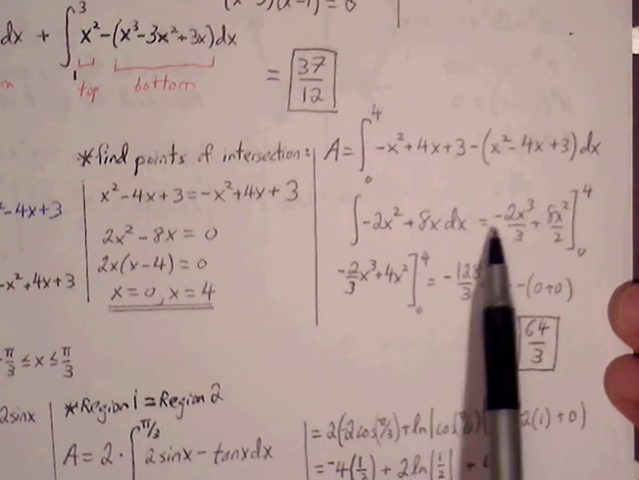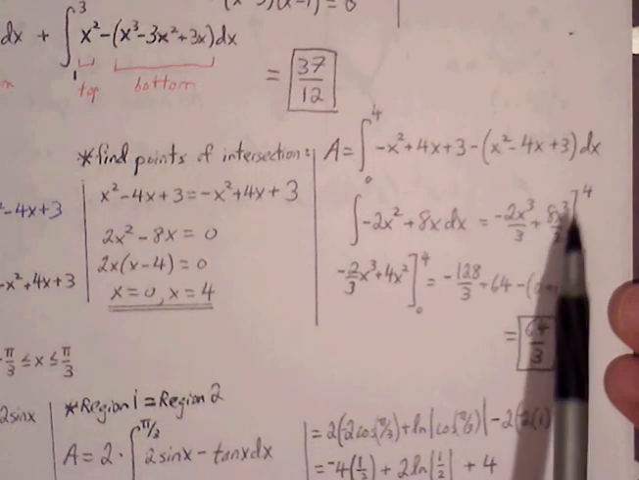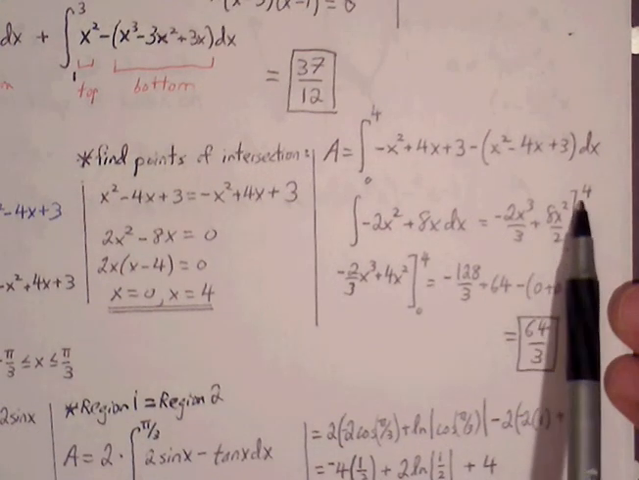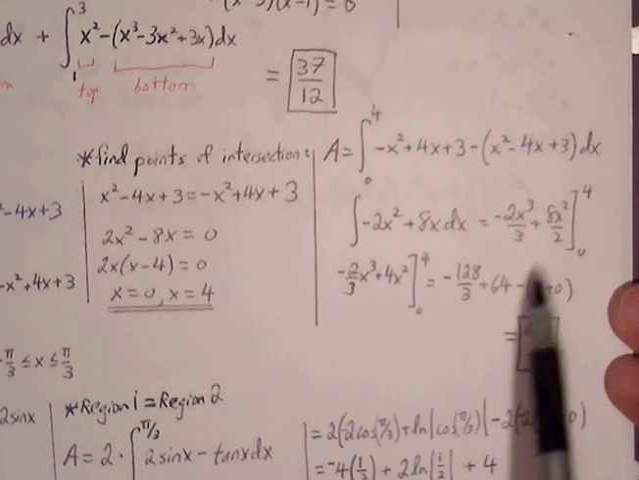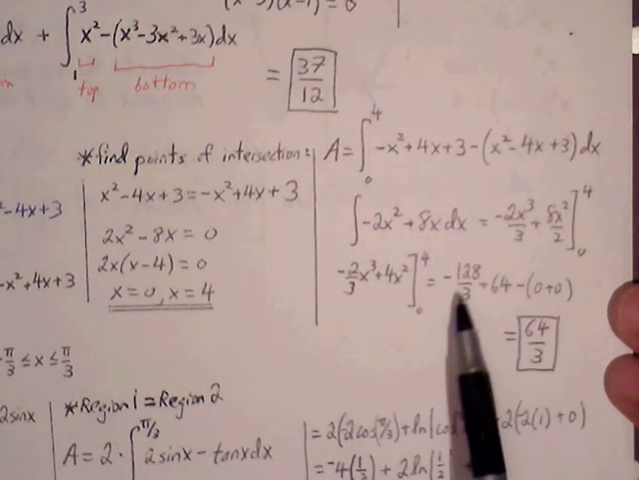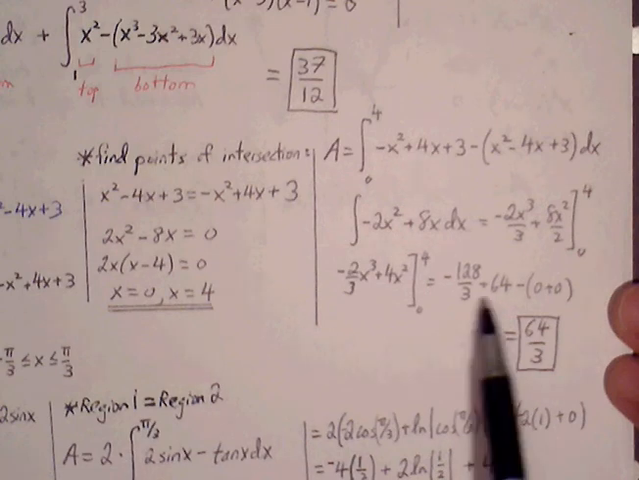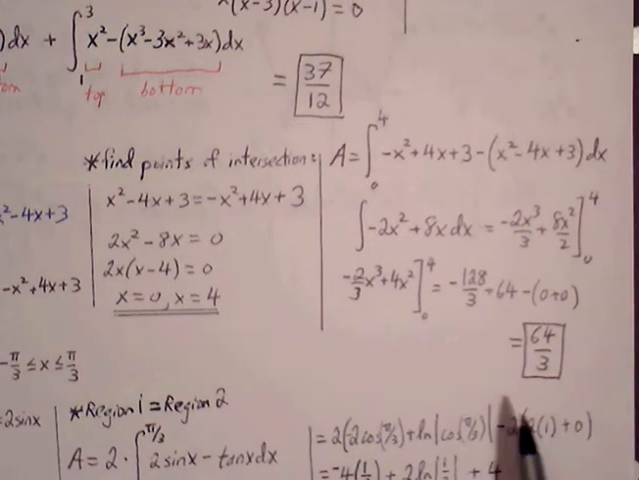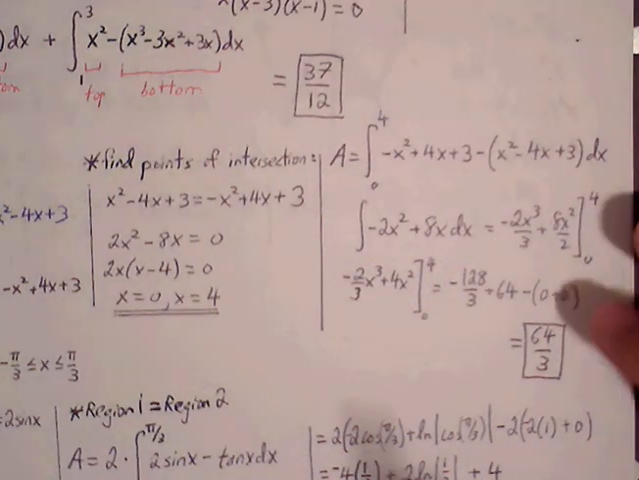So then we apply power rule for each term, and then evaluate between upper and lower bounds. So 4 plugs in for both the x's, and then 0 would just make everything 0. So this combines to be negative 128 over 3 plus 64, which is 64 over 3 as our area.